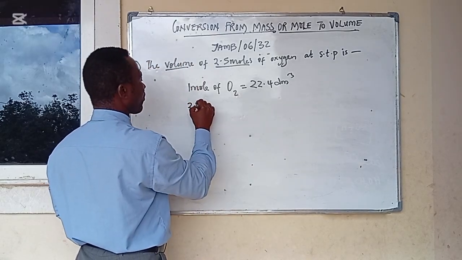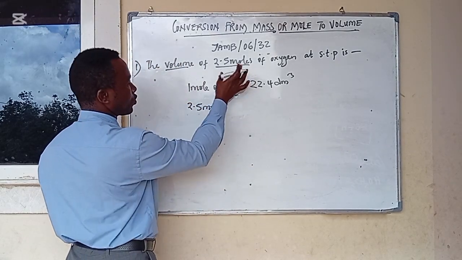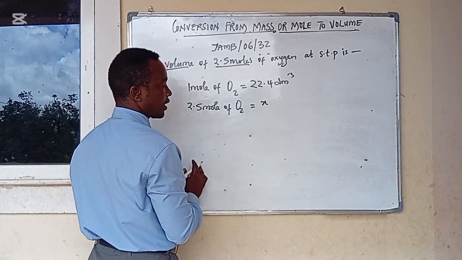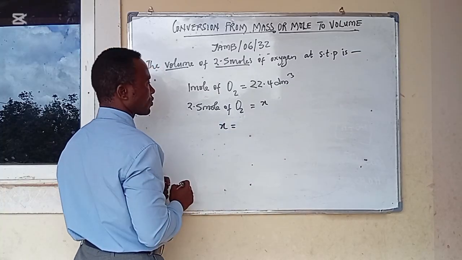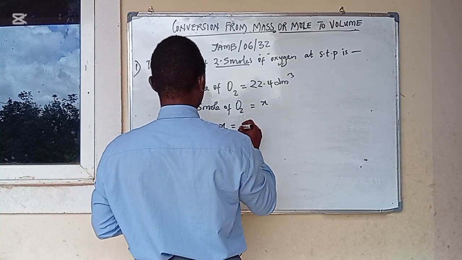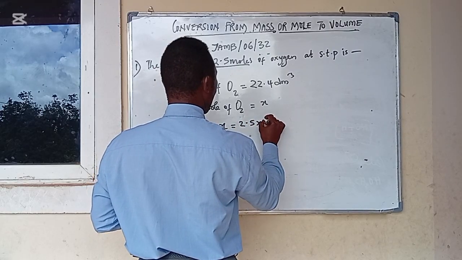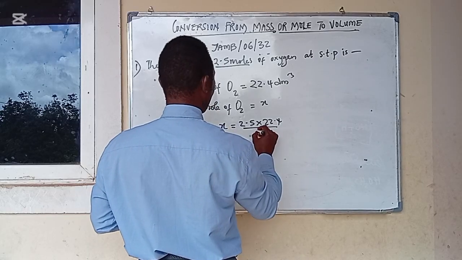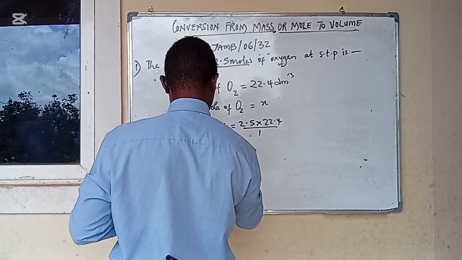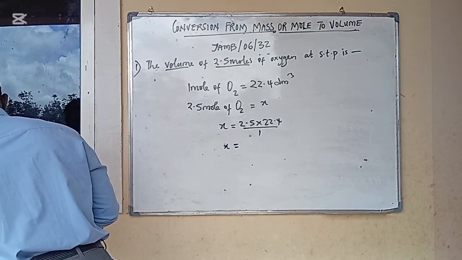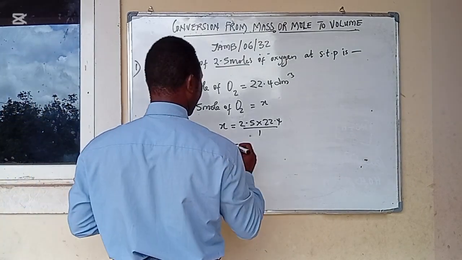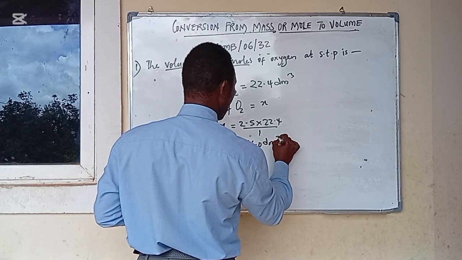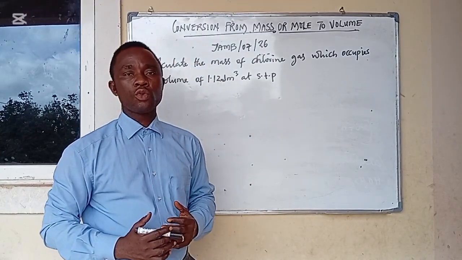So the 2.5 moles of oxygen given, what volume will it occupy? Take it to be x, so that x equals 2.5 multiplied by 22.4, divided by 1. If you multiply, you'll have 56.0 dm cube. So that is the answer. So we'll take question 2 now.